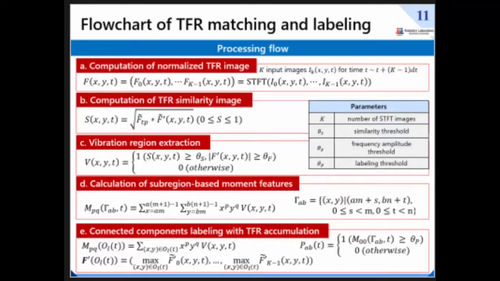This is the processing flow for our proposed method after image acquisition. We compute the STFT first. In this case, we need to buffer keyframes for computing STFT. Then we normalize frequency TFR images. Next, we compute TFR similarity with the template TFR. Then we extract the vibration region and calculate the sub-region-based moment features. After that, we compute connected components labeling with TFR accumulation.